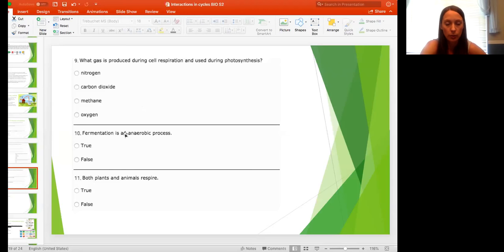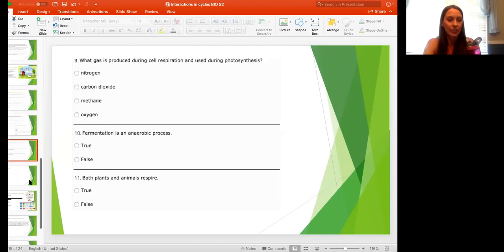Fermentation is an anaerobic process. And that is true. Again, anaerobic means no oxygen or less oxygen. In that process, fermentation takes place. In the lesson, it goes a little bit more into that. Both plants and animals respire. Is that true or false? True. That is right. All organisms go through some type of gas exchange. It might be different. As we think about ourselves, we breathe in oxygen. We give off carbon dioxide. Plants, like you said earlier, flip-flopped. Nice job.